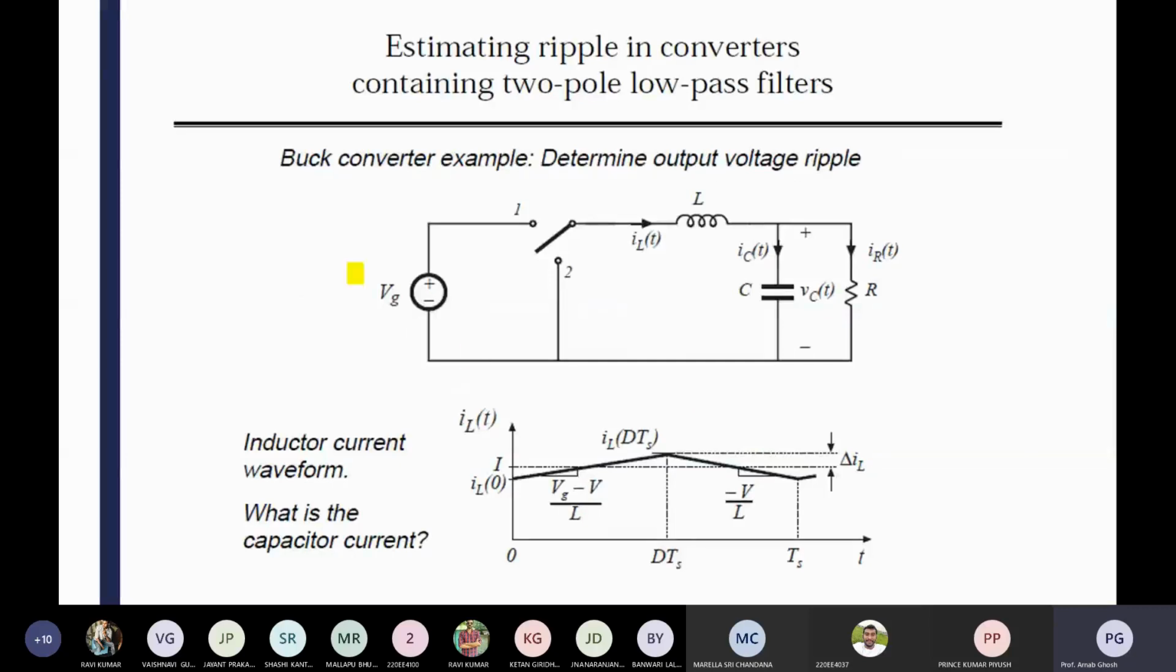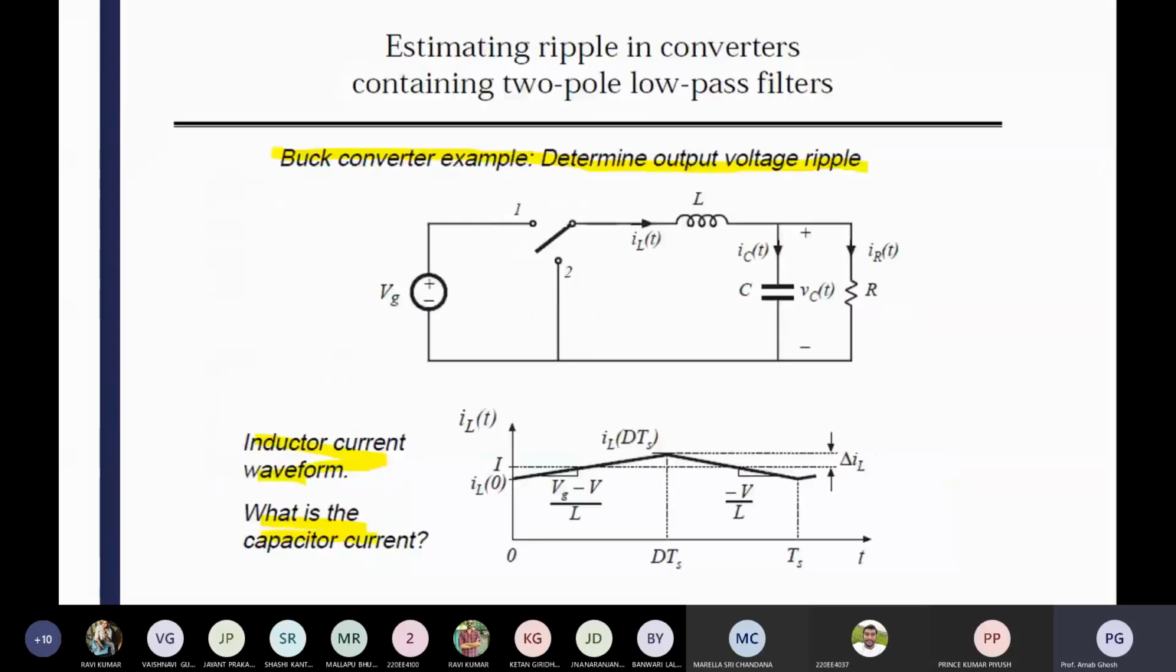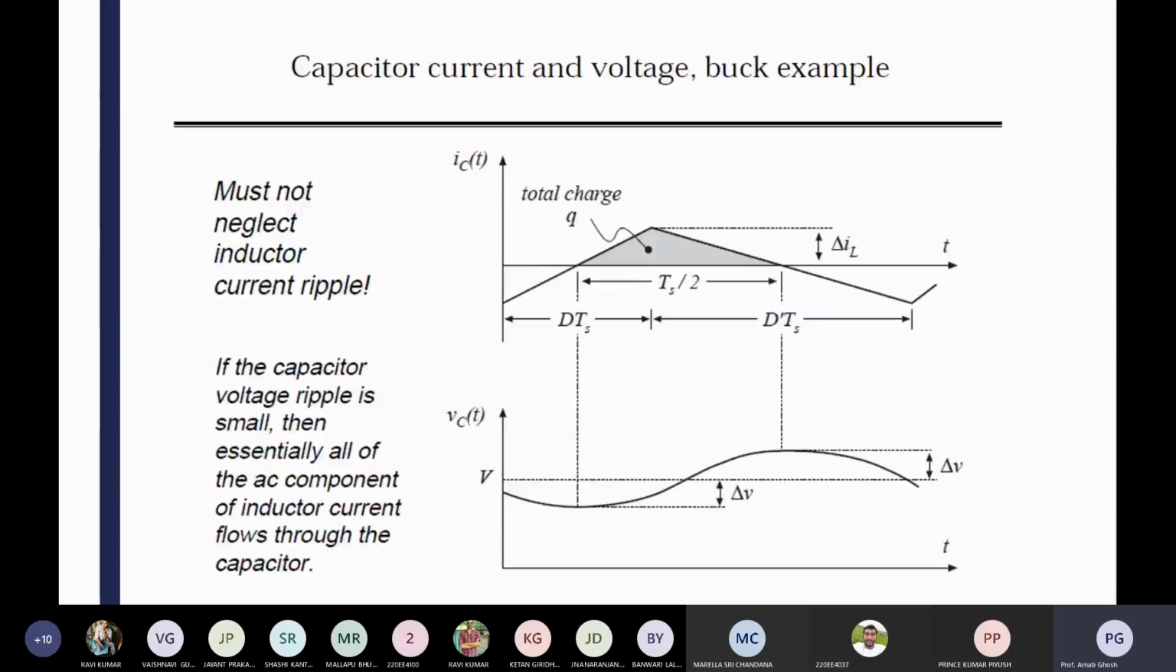Again, you are considering one buck converter as an example, determined by the output voltage ripple. Okay, the inductor current ripple, that I have already discussed, so I am not going to discuss it again. Some calculations are there to find out the current ripple and the voltage ripple for the buck converter. I have discussed it for the boost converter already.